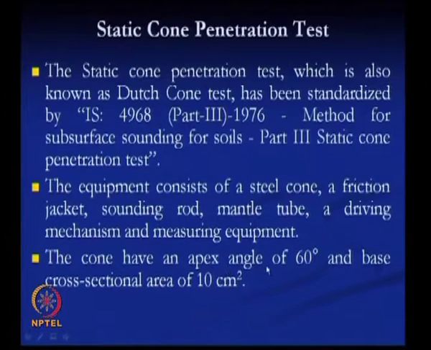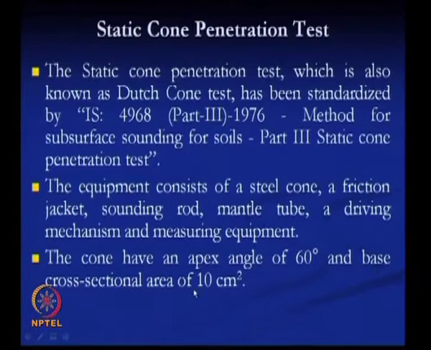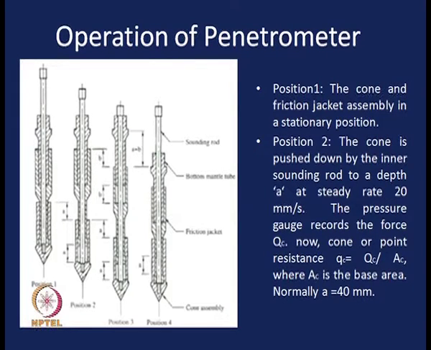The cone has an apex angle of 60 degrees, that means this apex angle is 60 degrees plus or minus 15 minutes, and the base cross section area is 10 centimeters square. So, that means the base cross section area of this cone is 10 centimeters square.